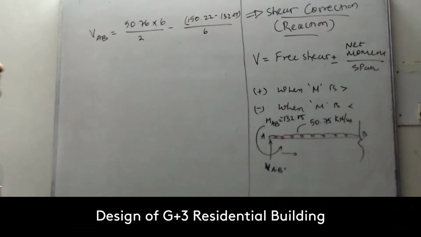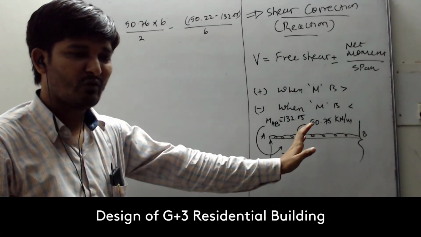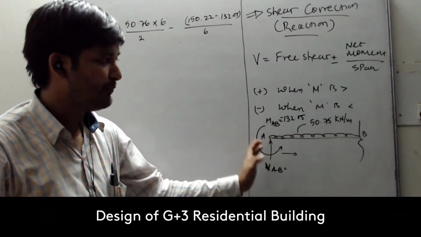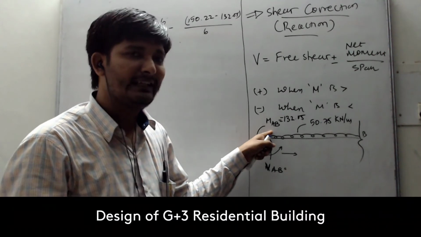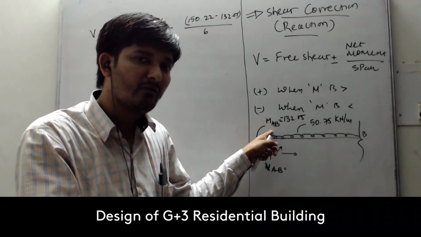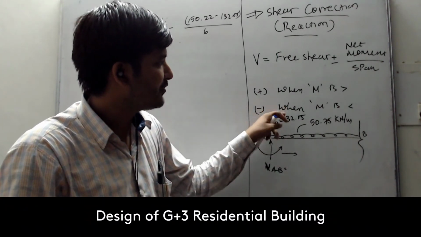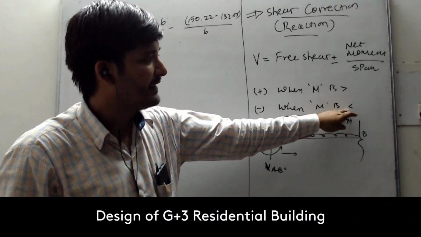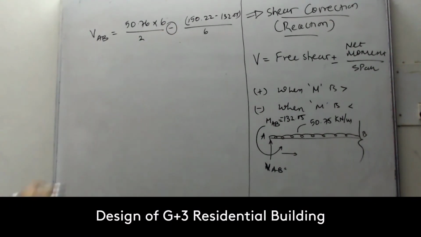Let me explain this once again. We have two moments, span AB moment MAB and MBA. So MAB value is less than MBA value. If my MAB value is less than MBA value, then this second case will be there when the moment is less. In that case, we need to consider negative sign over here. So if you quickly solve this, I am getting this answer as 152.25 minus 3.03.